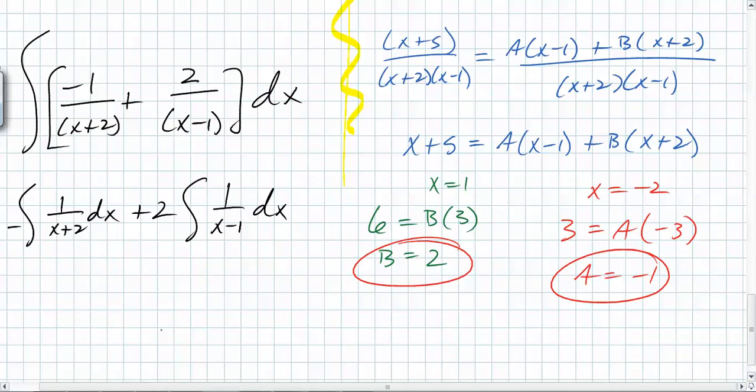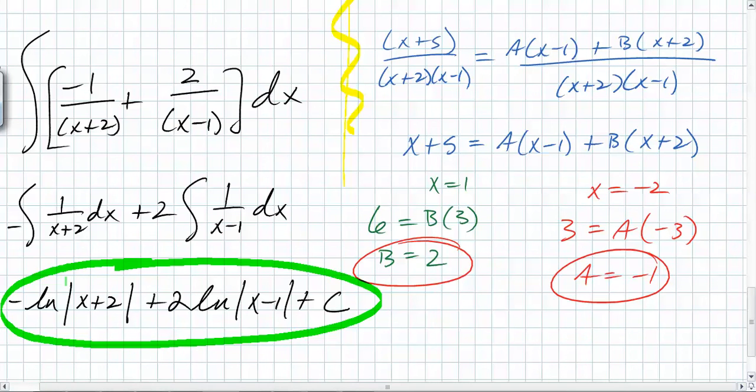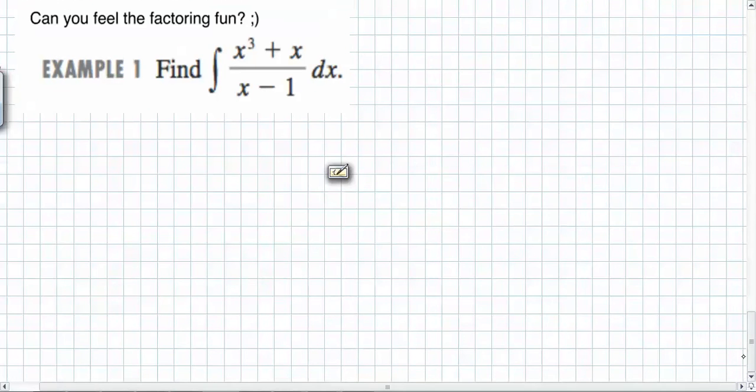And what are those integrals equal to? Negative ln of x plus 2 plus 2 times ln of x minus 1, plus c. Check that out. Pretty cool, huh? I think it's pretty cool. Are you excited? I'm excited.